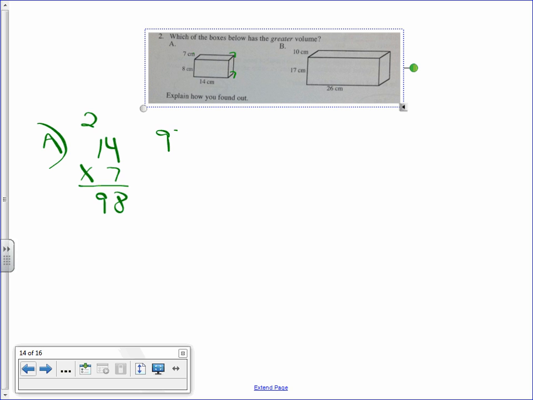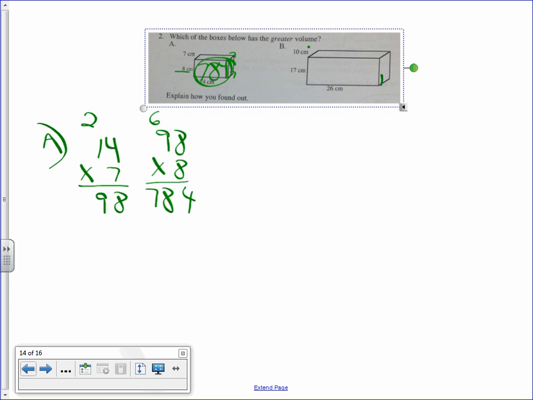Let's do 98 times 8, which is my height. 8 times 8 is 64. 8 times 9 is 72, plus 6 is 78. So my answer is 784 is my volume. Let's move on over here.